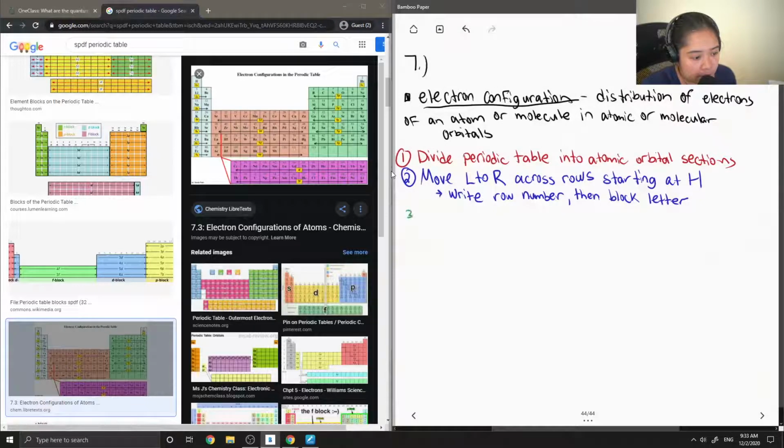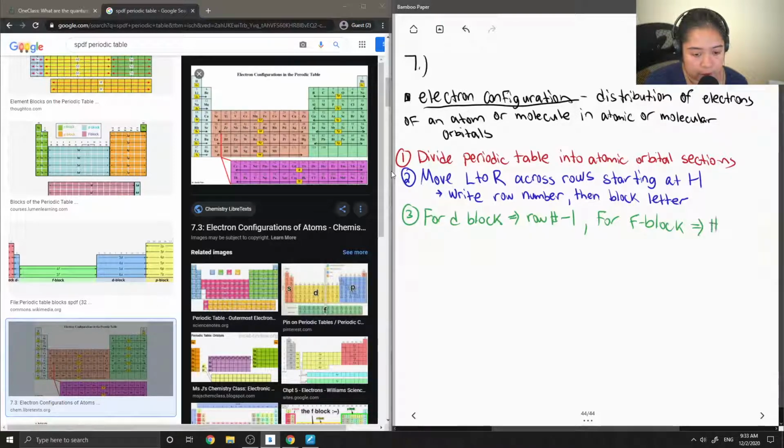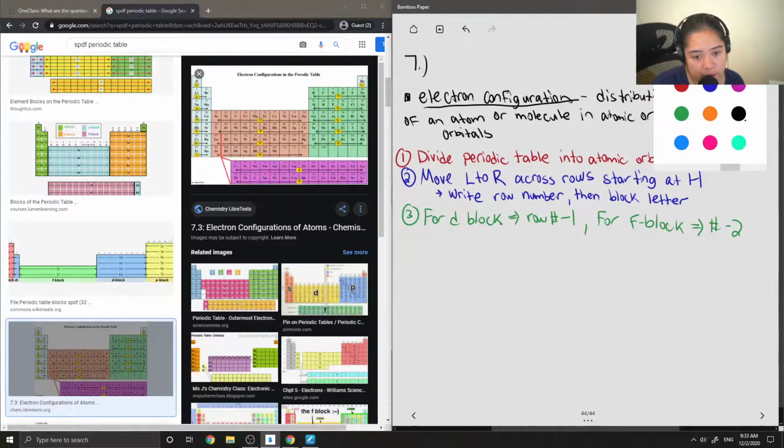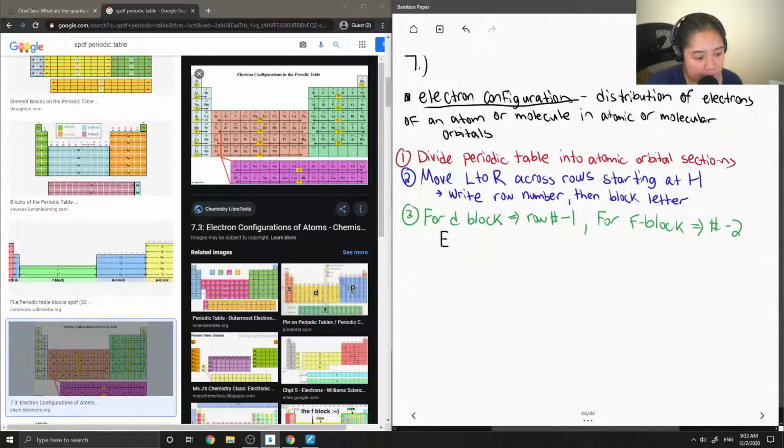Okay, so another thing to add, when you get to the D block and the F block, for the D block, we are going to write down the row number -1. And when we get to the F block, it's the row number -2. Now let's try to look at our example for carbon.